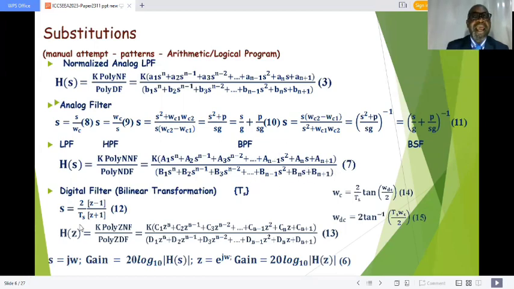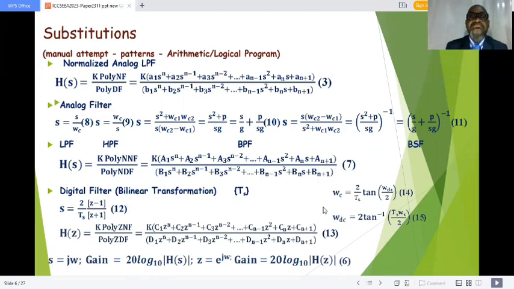From the analog filter, we use the bilinear transformation, equation 12. We substitute it into equation 7, and that will lead us to equation 13, which is the transfer function of the digital filter. Here, we see that s is equal to j omega, z is equal to e raised to the power j omega, and the gain of the filter is indicated here. This is for analog, this is for digital.